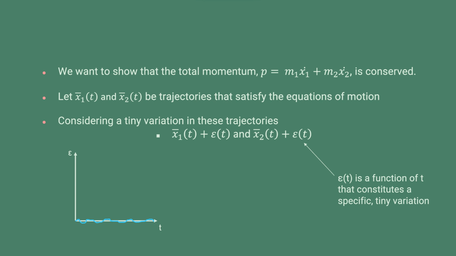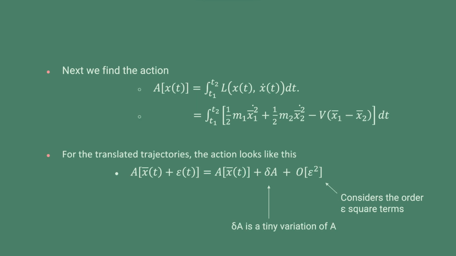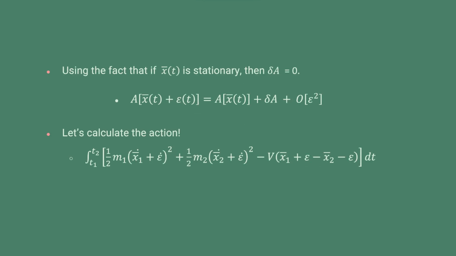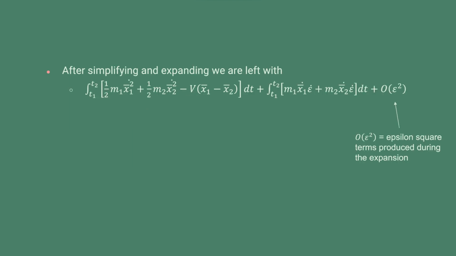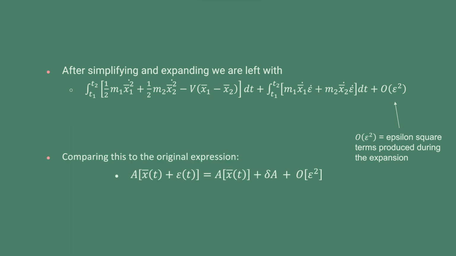Now let's consider tiny variations within these trajectories. In this case, epsilon t. Okay, so next we find the action, which we discussed is the integral of the Lagrangian. So for the translated trajectories, we're going to include this epsilon term. So if the vector x is stationary, then as we looked at before, delta A is going to equal 0. So we can cancel out that term. So let's now calculate the action, including these epsilon terms. Let's stick with the left side of the equation here and calculate the action.